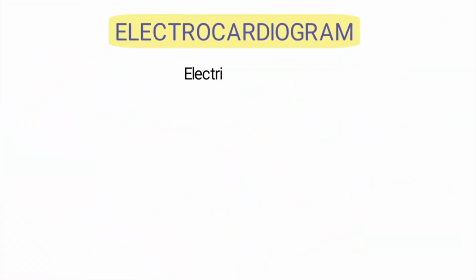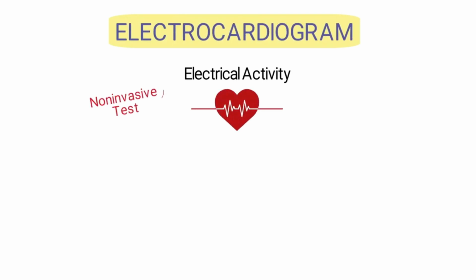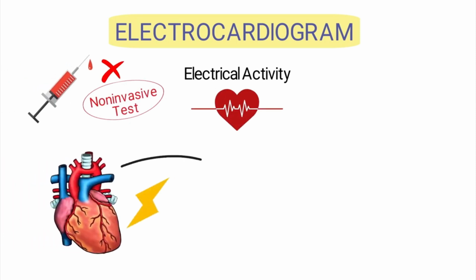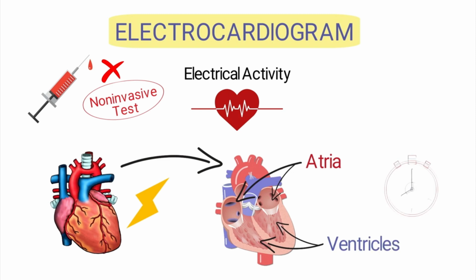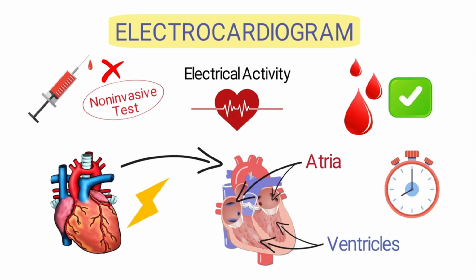As previously mentioned, an EKG is a test that measures the electrical activity of the heart. It's a non-invasive test, which means that it does not involve any needles or injections. The electrical activity of the heart is produced by the coordinated contraction of the heart's 4 chambers. The 2 upper chambers, known as the atria, contract first. This is followed by the 2 lower chambers, known as the ventricles. The timing and sequence of these contractions are important in ensuring that the heart pumps blood effectively.